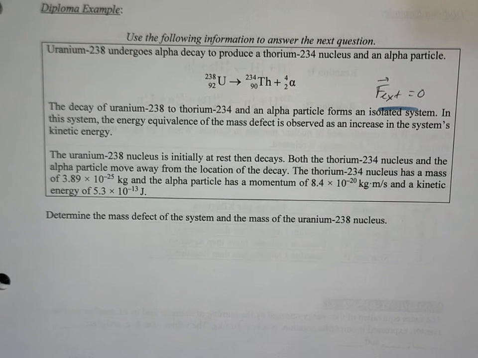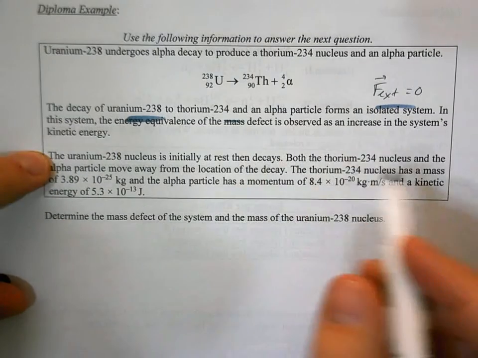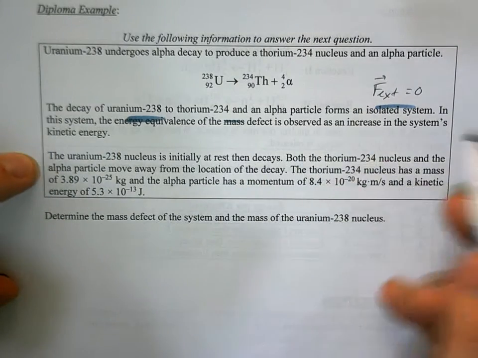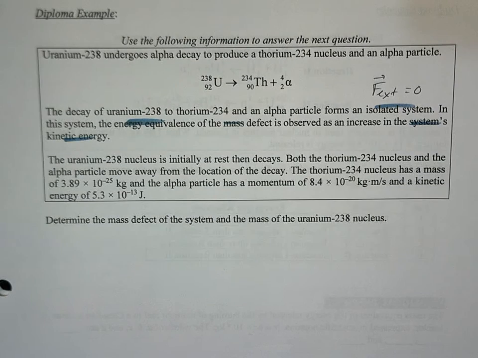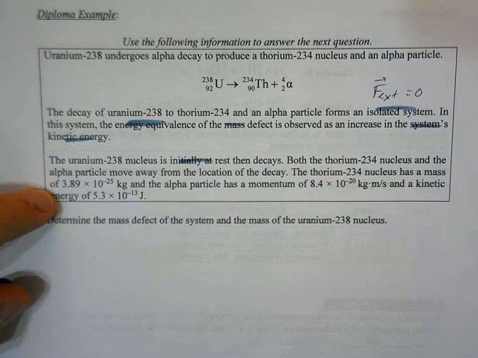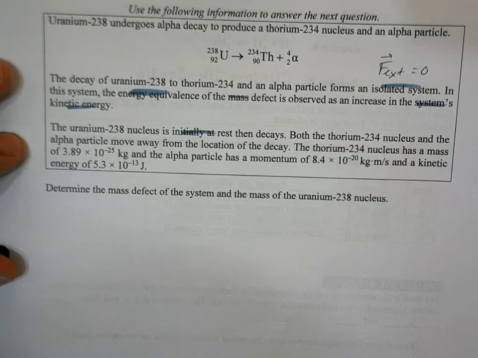Hint, hint. In this system, the energy equivalence of the mass defect is observed as an increase in the system's kinetic energy. So what they're saying is that for E equals delta mc squared, the energy part, the E, is represented by this increase in the system's kinetic energy. The uranium-238 nucleus is initially at rest and then decays. Both thorium-234 and the alpha particle move away from the location of decay.